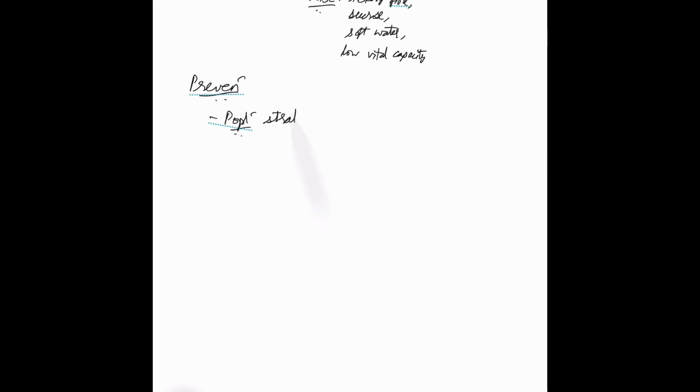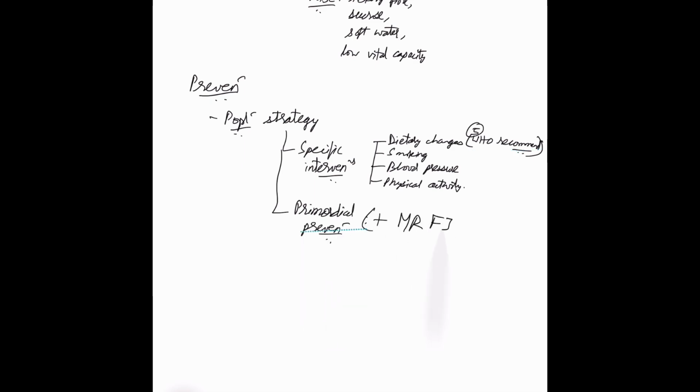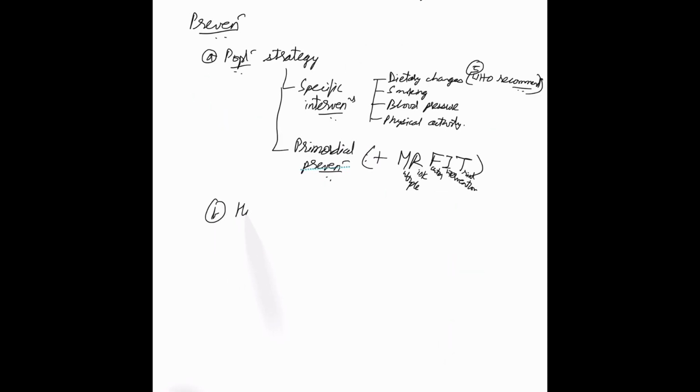So the prevention of CHD can be implemented by a population strategy in which you have specific interventions like dietary changes, smoking, blood pressure, and physical activity. There are 5 WHO recommendations regarding dietary changes. Would be very helpful if you read the same. And then coming to primordial prevention, it's a very important concept and very relevant in this area, along with Mr. Fit, multiple risk factor intervention trials.